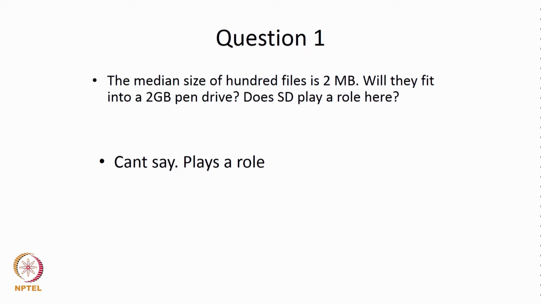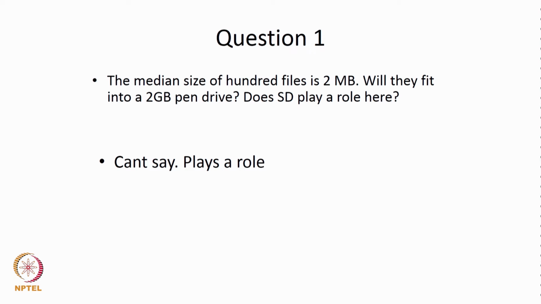We can't say, because median only says that 50% of these 100 files or 50 files have a size of less than 2 MB, where there could be one which is high and which could run into a 4 GB or whatever it is. So, it does not talk about how large the largest file is. Therefore, we cannot say that all these 100 files can be put into a 2 GB pen drive and so on. Does standard deviation play a role here?